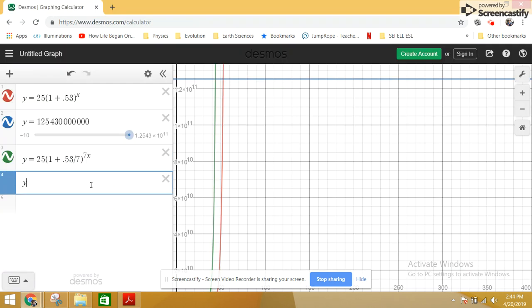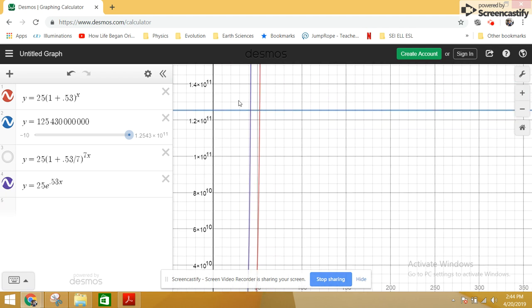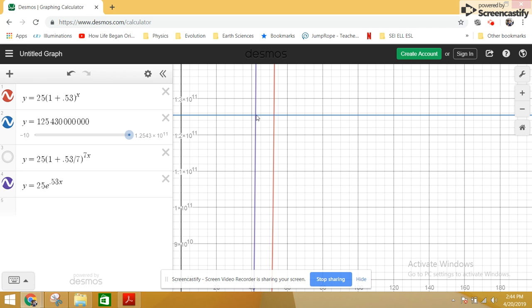So y equals 25e raised to the 0.53x. And now I have a new intersection. I'm going to make this one go away because they're pretty close to each other on the screen, as you can see. I'm going to zoom in just a little bit on where I am. I'm already in the right scale, so there we go.